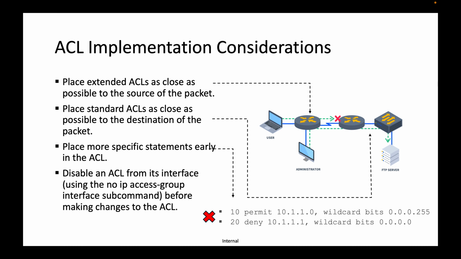And the last one is to disable an ACL from its interface using the no IP access-group interface subcommand before making changes to the ACL. This is an important consideration, and these are the points you need to remember when you configure ACL. That's it for this session.